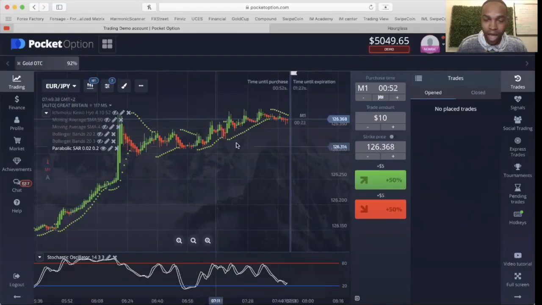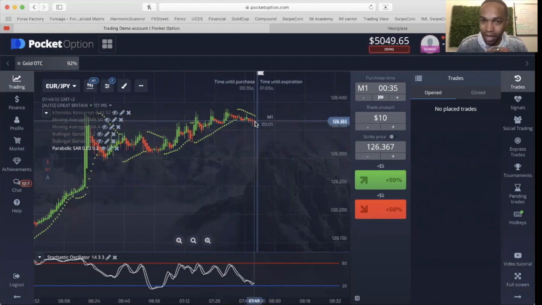This is an app, or the website, called Pocket Options. You can use it on the computer or you can use it on the phone. And basically, this is what's called binary trading. So this is Forex, but basically you can make your money in a very small amount of time. So the concept is very simple.